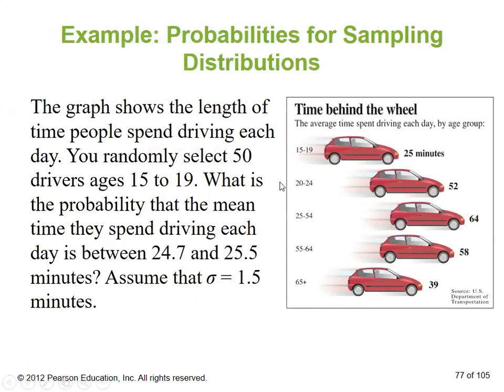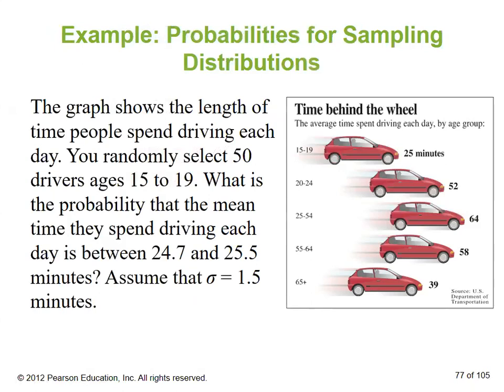So here's what we're going to do. It says you randomly select 50 drivers ages 15 to 19. What's the probability that the mean time they spend driving each day is between 24.7 and 25.5 minutes? And then they tell us what the population standard deviation is, which is 1.5 minutes. Okay? So do you kind of understand what it is we're going to look for here? I'm looking for the probability that the mean time that they would spend driving in this sample is going to be between 24.7 and 25.5 minutes. Okay? So tell me something.